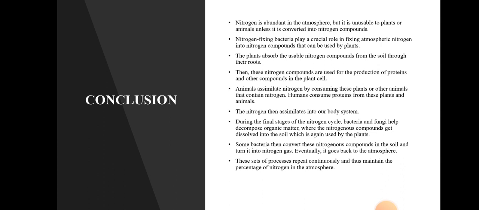During the final stage of the nitrogen cycle, bacteria and fungi help decompose organic matter, where the nitrogen compounds get dissolved in the soil, which is again used by the plants. Some bacteria then convert these nitrogen compounds in the soil into nitrogen gas. Eventually, it goes back to the atmosphere. These sets of processes repeat continuously and thus maintain the percentage of nitrogen in the atmosphere.